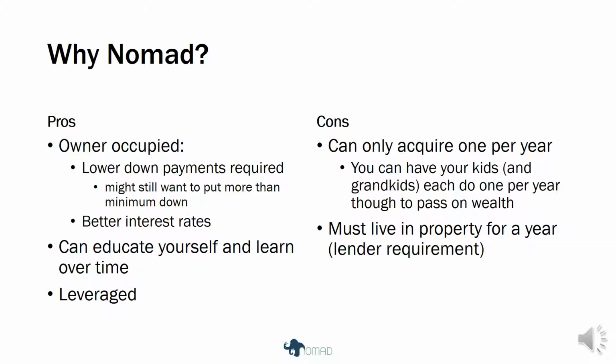You have to live in the property for a year, and don't try to sneak your way around it and say, I'm going to tell them I'm going to live in the property, but really I'm not going to live there at all. I've heard this too many times. You don't need to cheat on the system. Just go ahead and suck it up and move into the property and do Nomad. If you're not willing to do that, you should put 20% down.